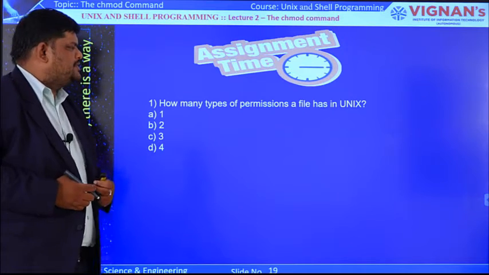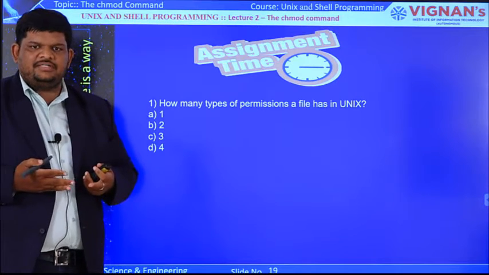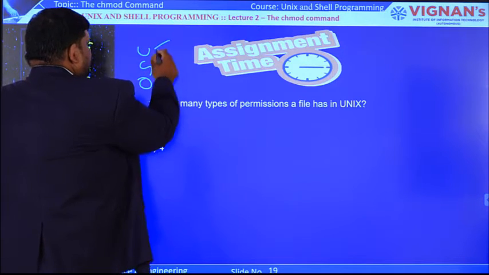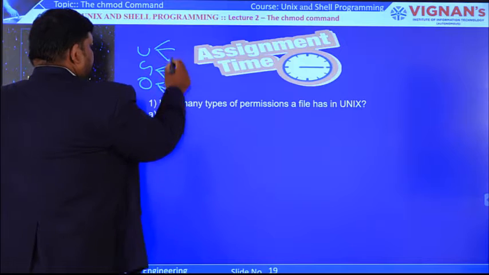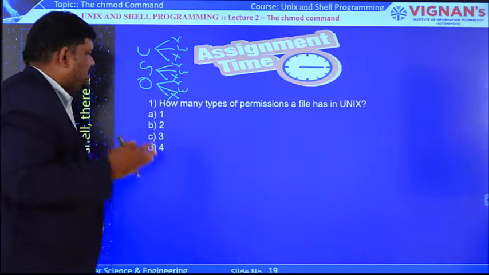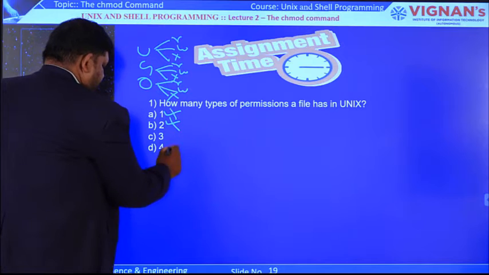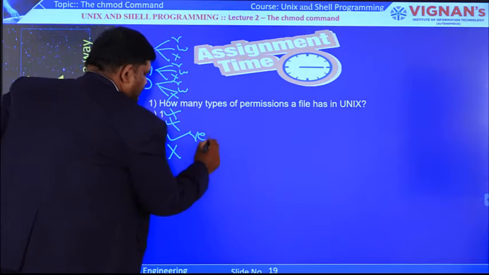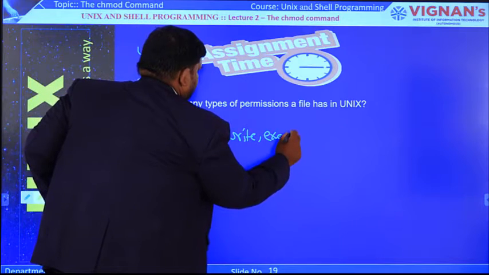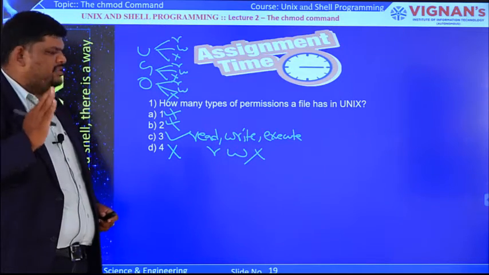How many types of permissions does a file have in Unix? We know that after creation of a file, three categories of owners are there: user, group, others. For every category we have three types of permissions: read, write, execute, read, write, execute, read, write, execute. So not one, not two, not four, the answer is three. This means read, write, execute. So R, W, X. We have only three types of permissions.